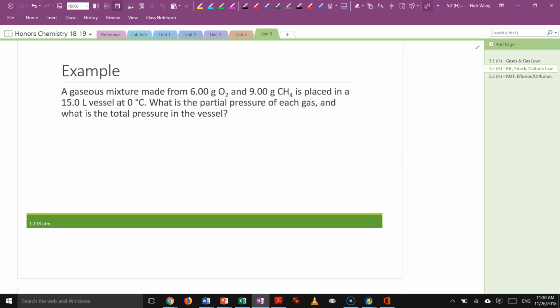Let's go and take a look at this example here. It's got a gaseous mixture of 6.0 grams of O2 and 9.00 grams of CH4. It's placed into a 15-liter vessel at 0 degrees Celsius. What's the partial pressure of each gas, and what's the total pressure in this vessel?